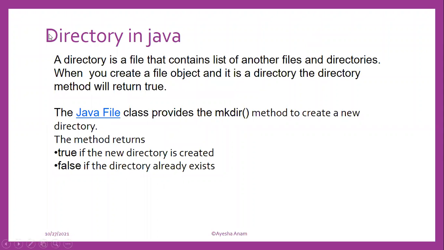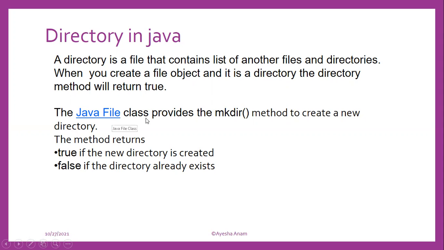Today we have to see directory in Java. So a directory is nothing but the container of the files. That means a folder. You can create the folder using the program, using the File class in Java. A directory is a file that contains a list of other files and directories. When you create a file object and it is a directory, the isDirectory method will return true. Like the exists method, you can use this method to check whether the directory is created or not.